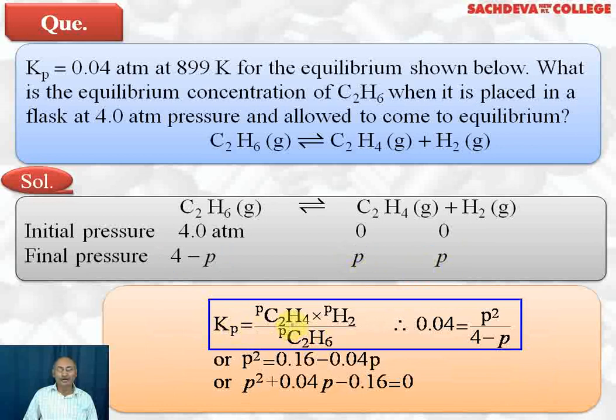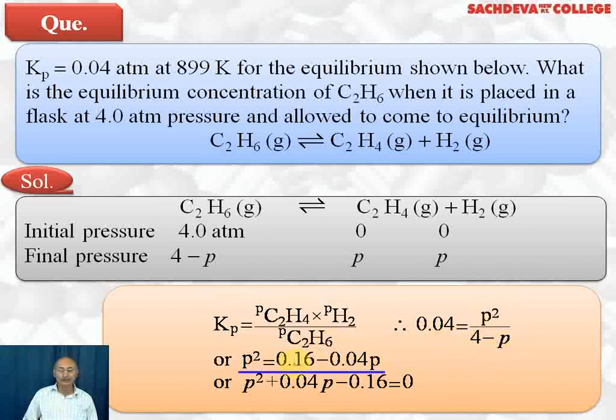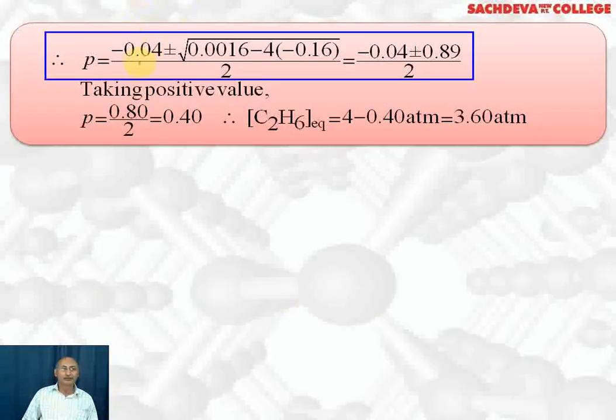Kp is equal to partial pressure of C2H4 into partial pressure of hydrogen divided by partial pressure of ethane. Kp is given to be 0.04, which is equal to P square divided by 4 minus P. P square is equal to 0.16 minus 0.04 P. We have got a quadratic equation, P square plus 0.04 P minus 0.16 equal to 0. P will be equal to, here formula is minus B plus minus square root of B square minus 4 AC, divided by 2A.